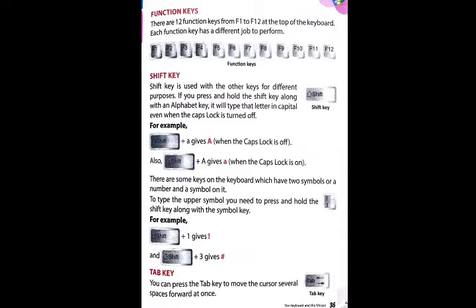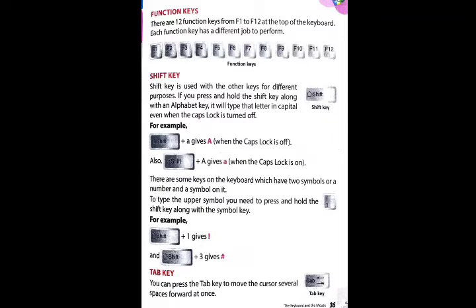There are some keys on the keyboard which have two symbols or a number and a symbol on it. To type the upper symbol, you need to press and hold the shift key along with the symbol key. I have already taught you. In the number case, there are symbol keys over the numbers. If you need this symbol, then you have to press shift key along with the symbol key. For example, you can see in this picture, shift plus 1 gives exclamation mark, and if you press shift plus 3, it gives hashtag.